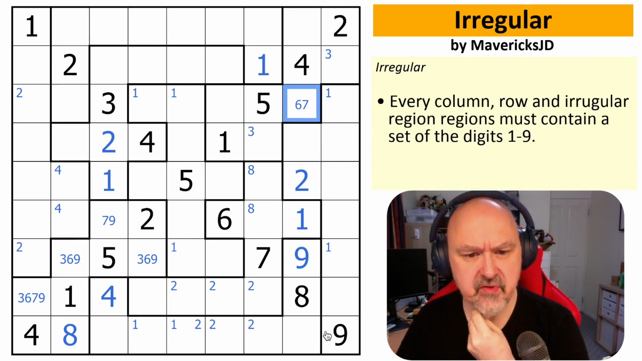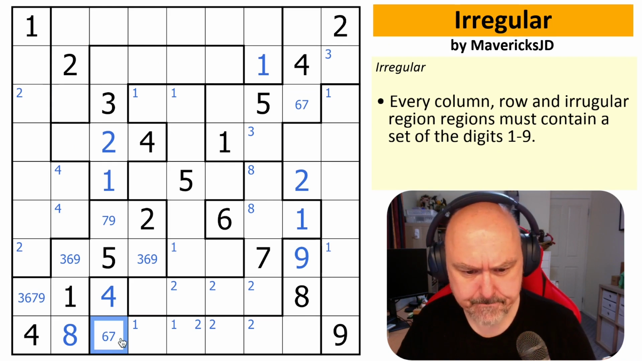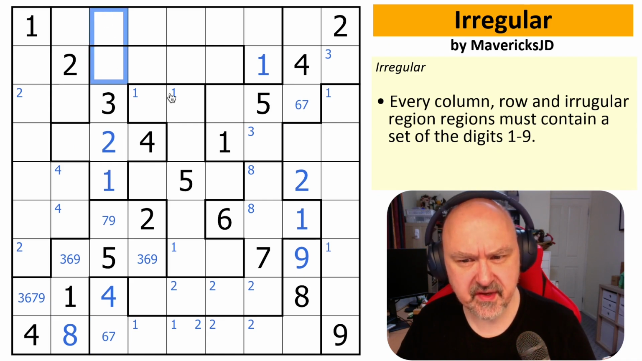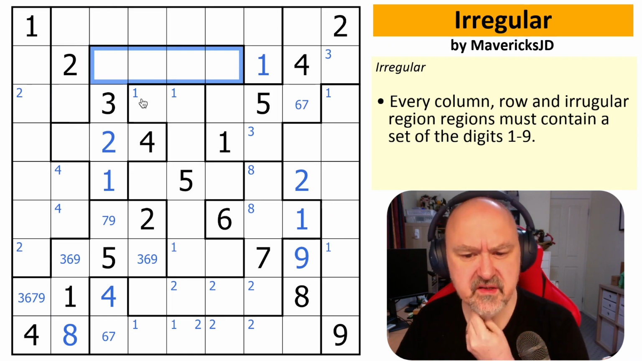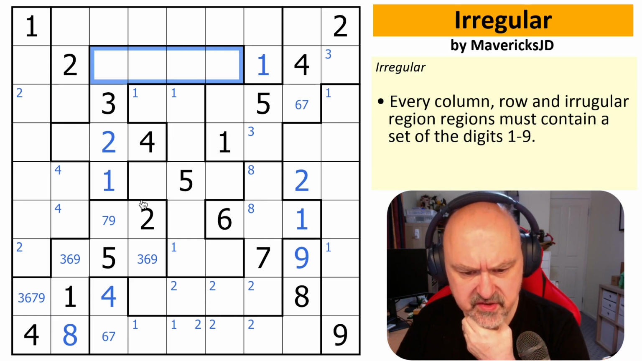I'm not great at irregular. I need to practice them more. 6, 7, 8, 9 go into those. So this is a 6, 7. So 8 is in one of those two, and I can't see which at this point. 8 is... I used to do a few irregulars, and I've stopped, which is why when I saw I had one on my list, I wanted to drag it out.